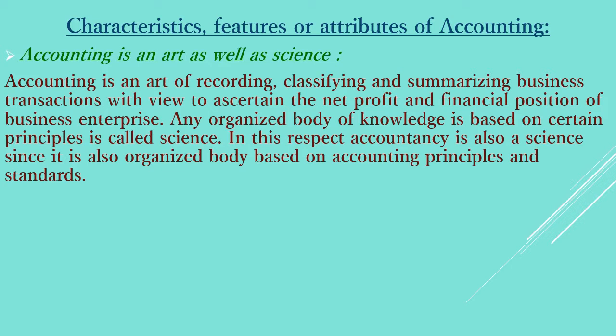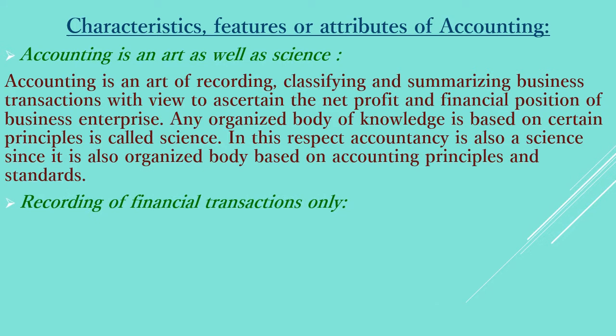So accounting is the art of recording, classifying and summarizing. Therefore, we call it an art because you record your transactions in your journal, then you classify them into different groups and put them into the ledger, which we will learn in detail further on, and then you find out your net profit or loss and your financial position. And it is called a science because it is an organized body of knowledge based on accounting principles and standards.